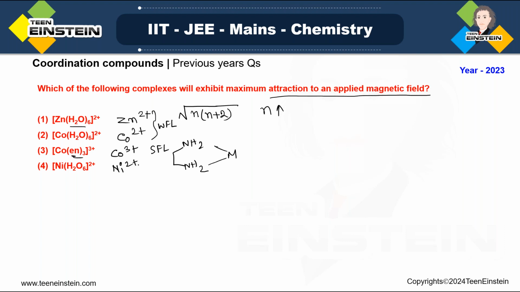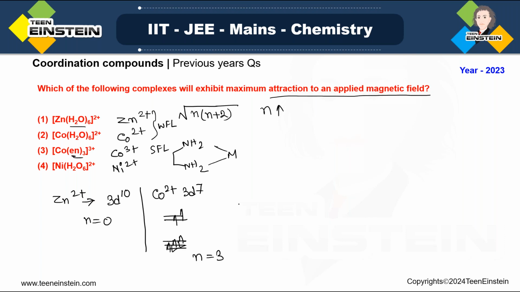Now for each case you have to find the number of unpaired electrons. When it is Zn2+, it is basically 3d10 4s2, but because of the 2+ charge it is only 3d10. Now when it is 3d10, the n value will be 0. For the next one, Co2+, it is 3d7. Now we will see the octahedral splitting, 3d7, weak field ligand. First you have to place all the electrons like this, and the 2 extra electrons will be like this. So here the n value is total 3.